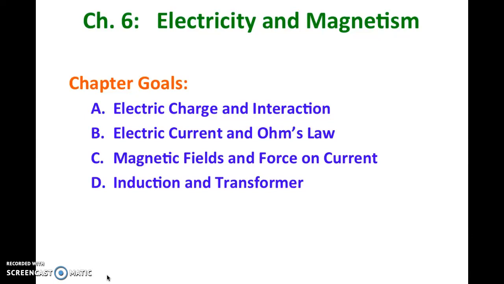Hello guys, today we start to study chapter 6, Electricity and Magnetism. This chapter contains 19 sections divided into 4 parts. We will learn about electric charge and interaction, electric current and Ohm's law, magnetic field and the magnetic force on current, and electromagnetic induction and a transformer.